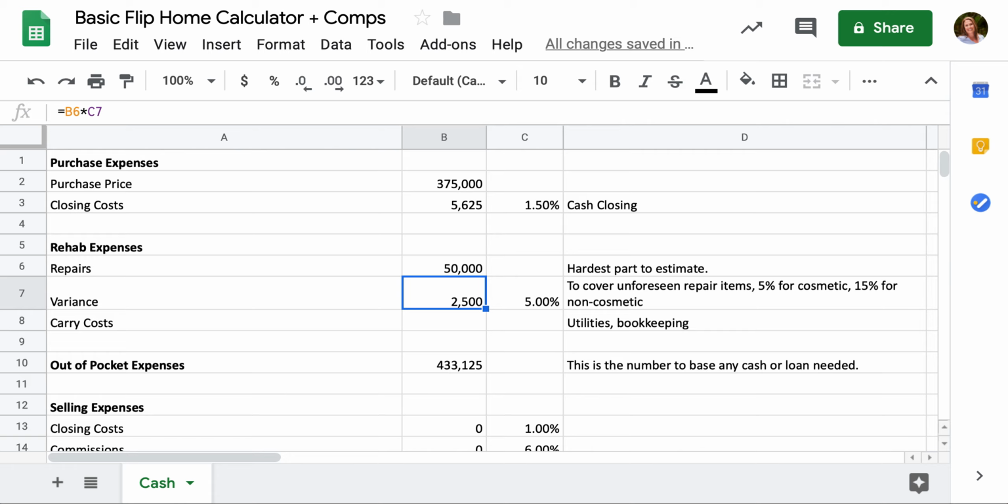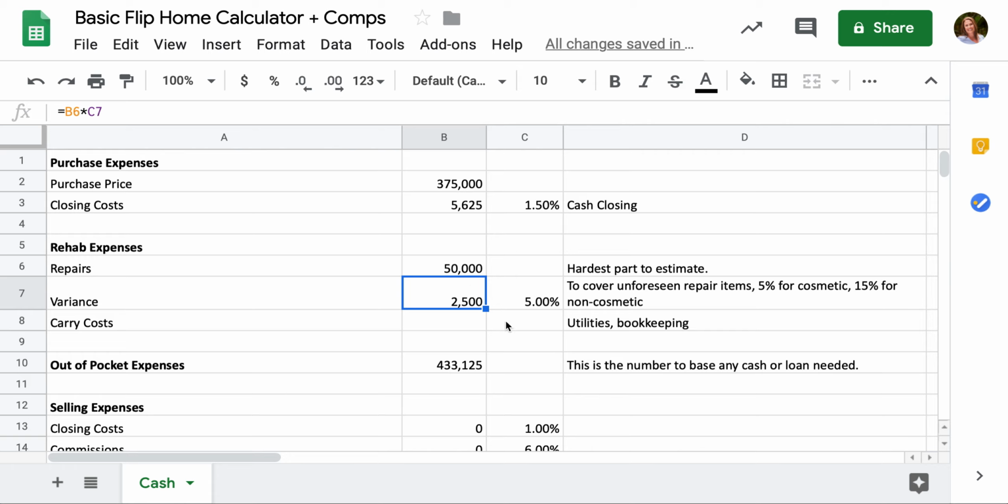Then we're going to need to decide, is this a cosmetic flip or is this a non-cosmetic? So cosmetic would mean you go in, paint, flooring, just little basic things like that. Non-cosmetic would be things like moving walls, doing an addition. So the more you're tearing apart the property, the larger you're going to want to put a variance estimate. And all that means is it's kind of like your oh shit budget. Like, what if something happens, I miss it?